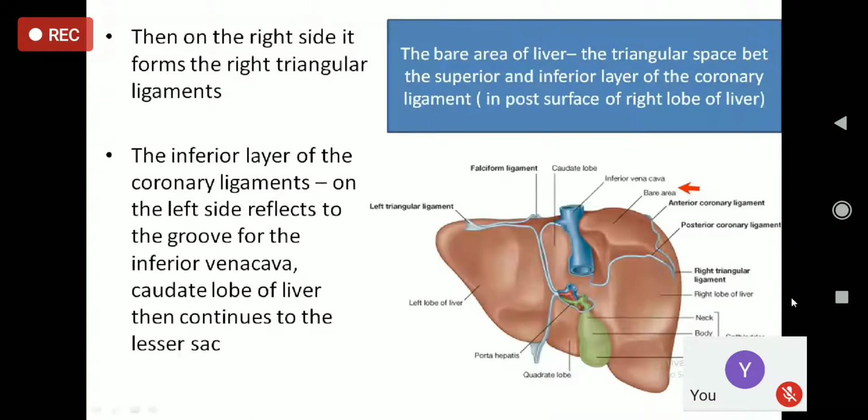And the bare area of the liver is the triangular space between the superior and the inferior layer of the coronary ligament in the posterior surface of the right lobe of the liver. So this is the superior layer of the coronary ligament, which is formed by the right layer of the falciform ligament, and this is the inferior layer of the coronary ligament, which is formed by the reflection of it.